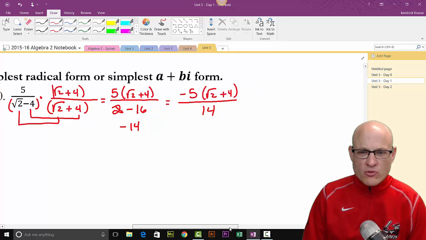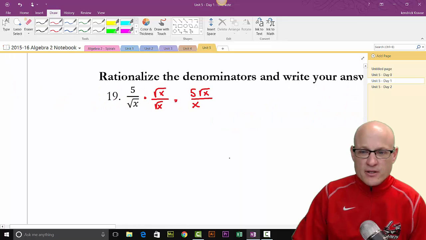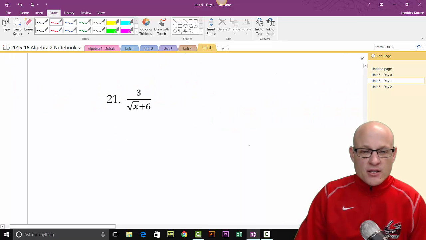Some calculators actually crash if you leave a negative in the denominator. All right, moving down. All right, we're going to multiply by the conjugate of this.